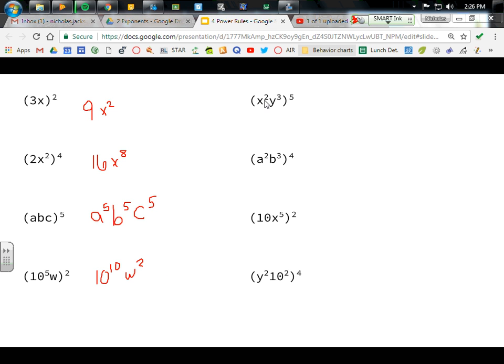All right, up here we have x squared y cubed to the 5th. So we distribute the 5, x squared and the 5. So 2 times 5 will give us x to the 10th. Multiply 3 and 5 for the y term, and you get y to the 15th. All right, here we have a squared b cubed to the 4th. So 4 times 2 will give us a to the 8th. And then 4 times 3 will give us b to the 12th. So it's a to the 8th b to the 12th.